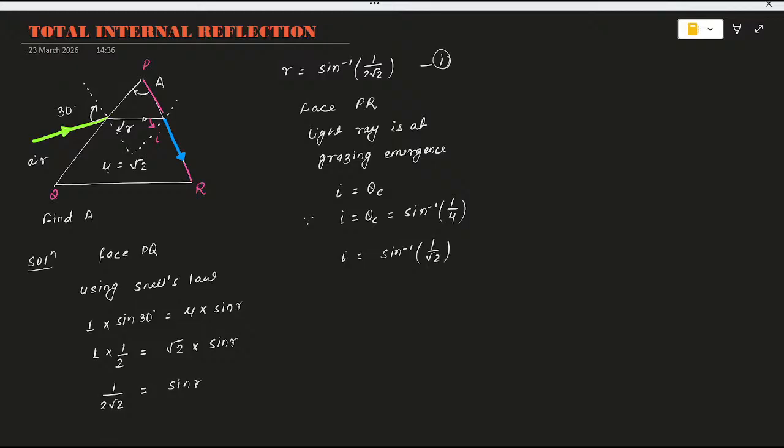Now you would say, sir, 1 by root 2 is a specific value which is 45 degree, isn't it? So I will be 45 degree. Say yes or no. Now for calculation of A, Akash, have a look at it. It's very easy. You will get to know everything about it.